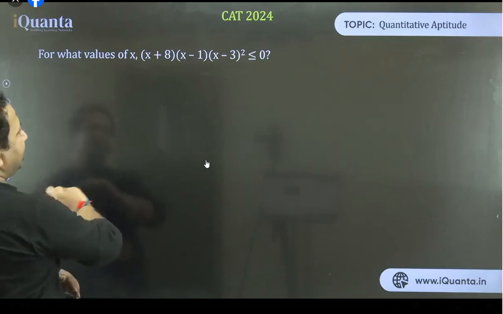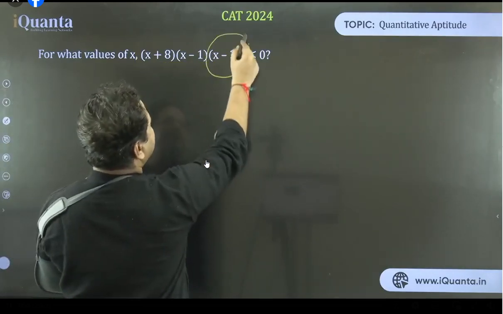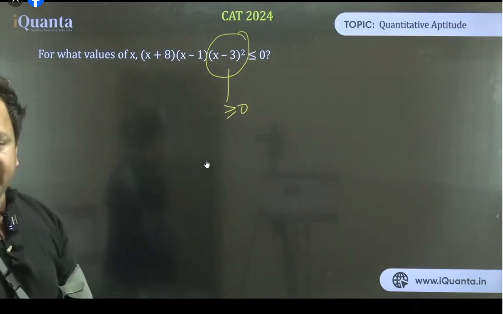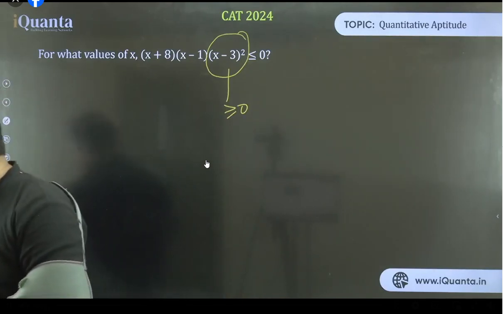All of you listen to me carefully. Do you believe that (x minus 3) whole square is always greater than or equal to 0? This guy can never be negative. This guy can never ever be negative. Yes or no? The power is even.